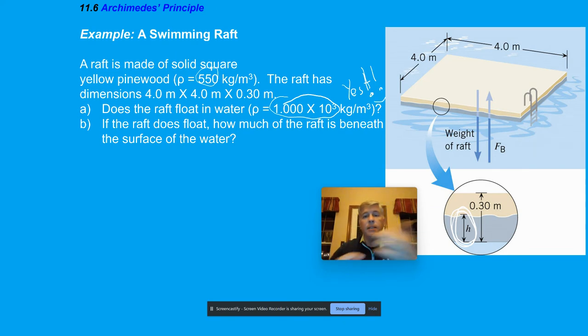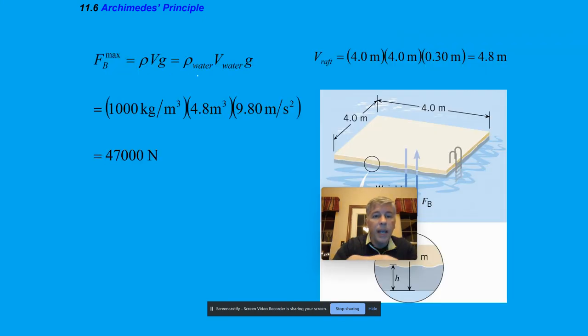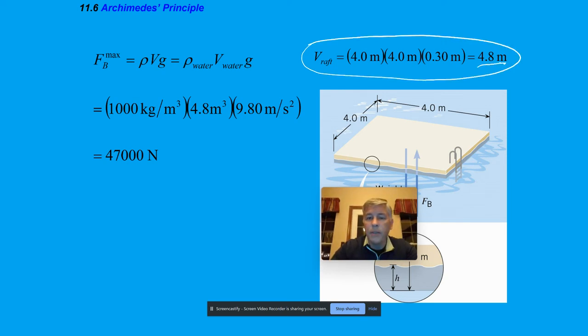The other way to think of this is, does the buoyant force equal the weight of the raft? So we can find the weight of the raft pretty easily. We can take the volume of the raft, which is 4.8 cubic meters, multiply it by the density of the raft, which would be 550, and then multiply by gravity, which would be 9.8. And that would give me the weight of the raft.